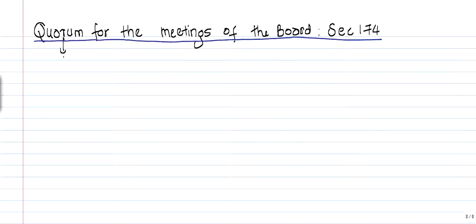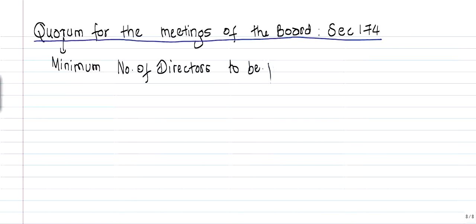So quorum is the minimum number of members, or directors in this case, to be present in the meeting. Then only it will be a valid meeting.